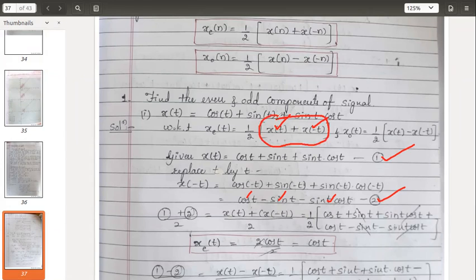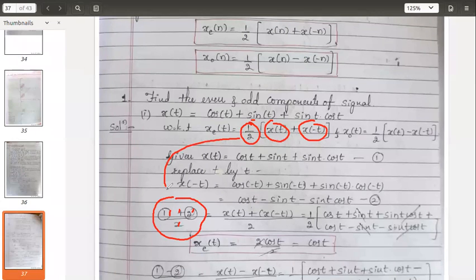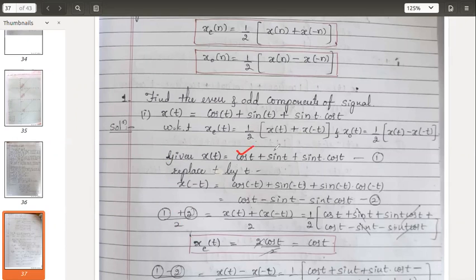Inside the bracket, I have got separately equation 1 and 2. To get the even part, what should I do? I should add the signals, add equations 1 and 2. So you can see here, I have written 1 plus 2 divided by 2. It means 1 is this, plus 2 is this, divided by 2. What is this totally? This is the even part. If I add them, you can see I have written 1 by 2 outside. What is x of t? X of t is cos t plus sin t plus sin t cos t.